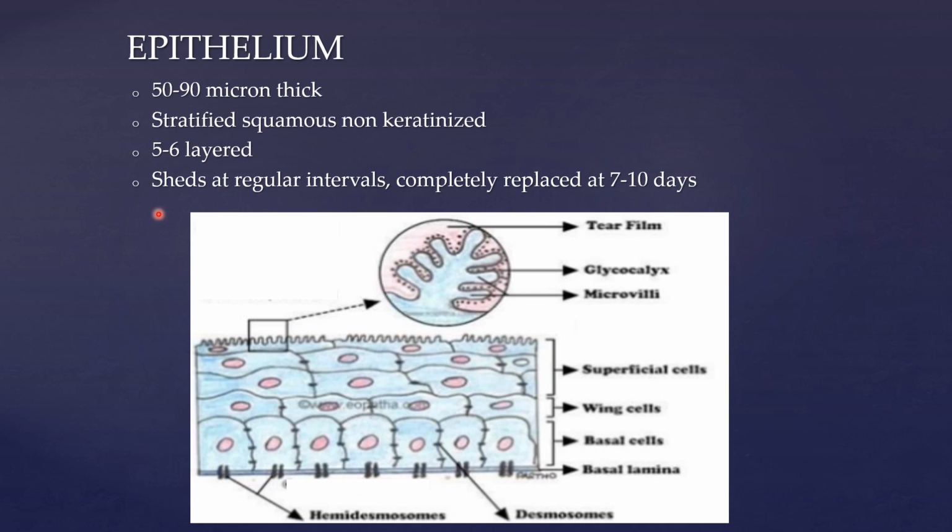Now we briefly discuss these layers one by one. So the outermost layer is the epithelium. It is 50 to 90 microns thick, stratified, squamous, non-keratinized in nature. It is arranged in 5 to 6 layers. And the property of epithelium is that it sheds at regular intervals, and it is completely replaced with new layers of cells at around 7 to 10 days.